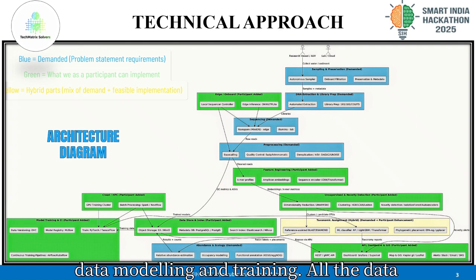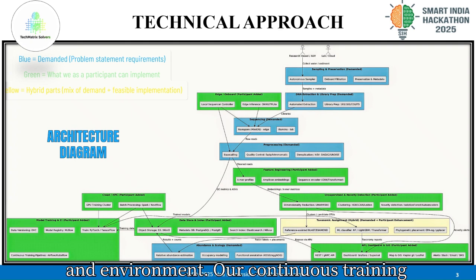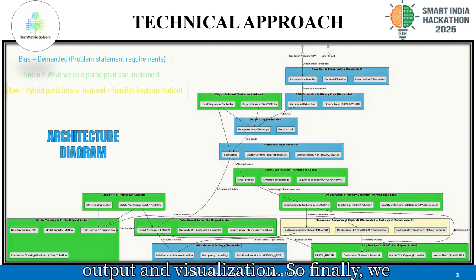Then the data modeling and training. All the data is stored in our scalable cloud platform and environment. Our continuous training pipelines ensure that the AI models are always improving as new data comes in. Output and visualization: finally, we translate the complex data into actionable insight through an API that feeds into a dashboard, GIS map, and automated stakeholder alerts.